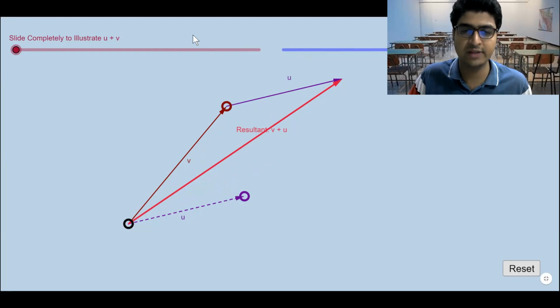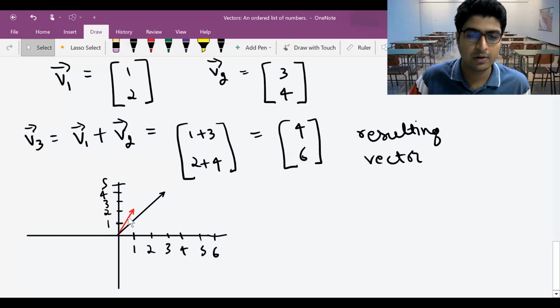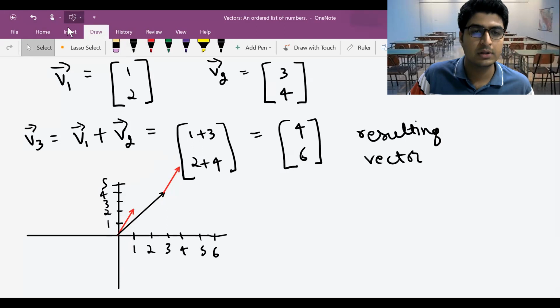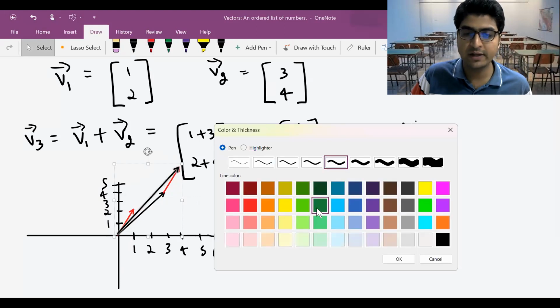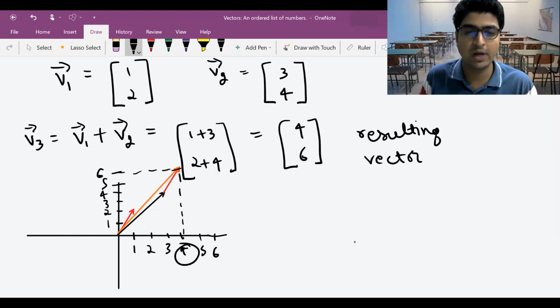Let's get to our own example. I can pick this up and place it over here. The resultant vector is actually this. The resultant vector is in dark orange color. So this is the resulting vector. Notice that roughly, in the picture, it is roughly 4, 6. So this is how you add two vectors.